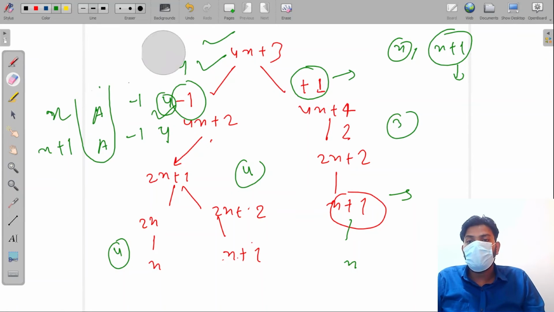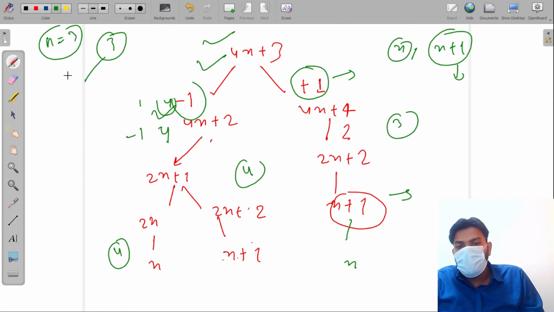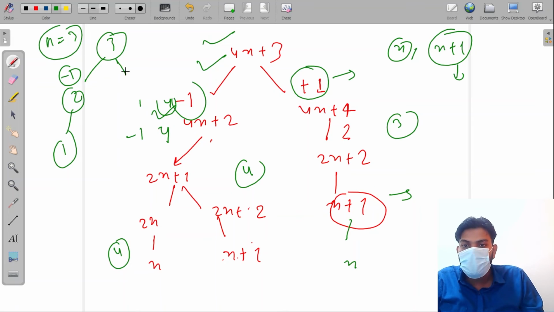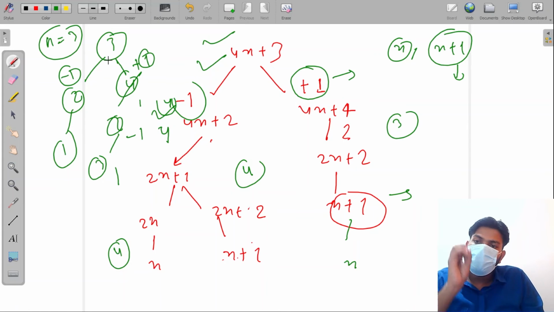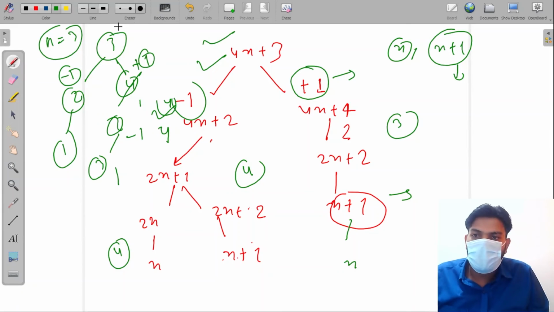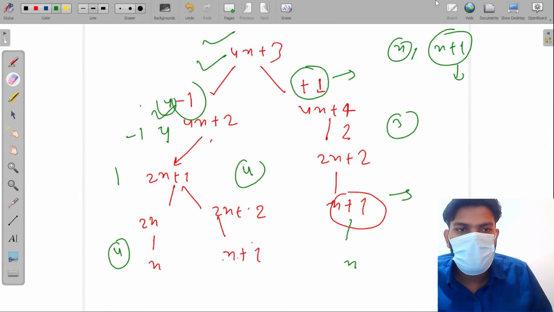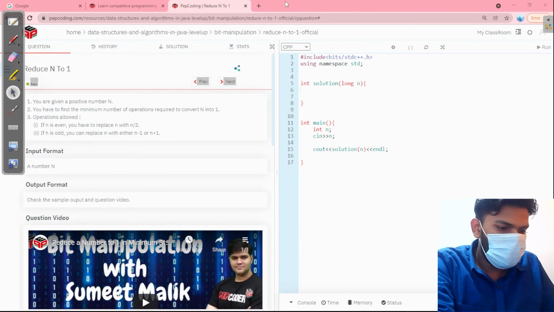And the edge case is also present here. If n equals 3, then you have to take only a minus 1. Why? Because it will take only one step to reduce 1. When you take plus 1, then it will be 4, then 2, then 1. That takes 3 steps. So you have to only reduce when your remainder is 3. So this is your edge case. I hope you understand. Now I'm going to code this problem.